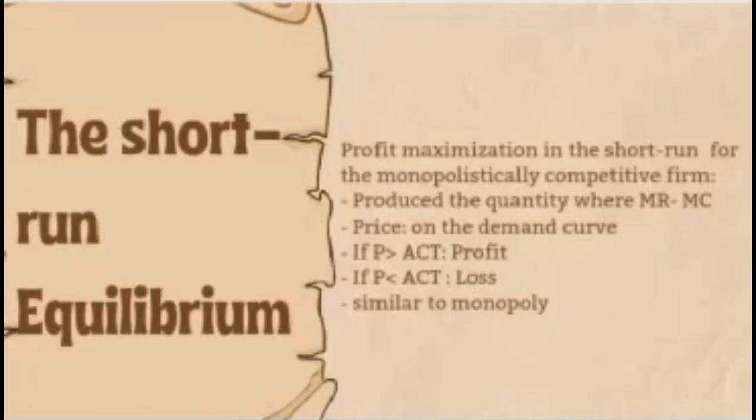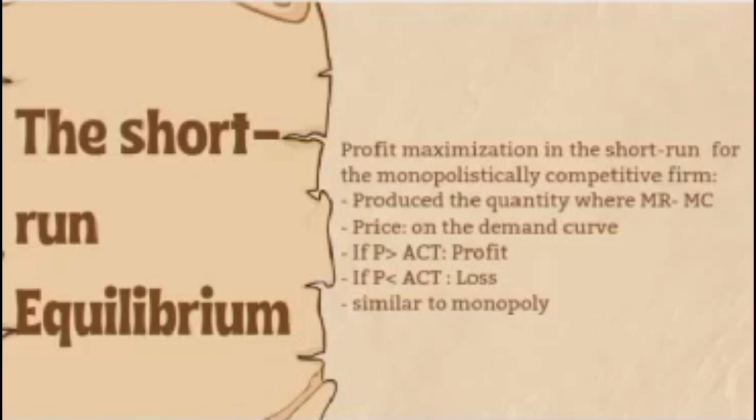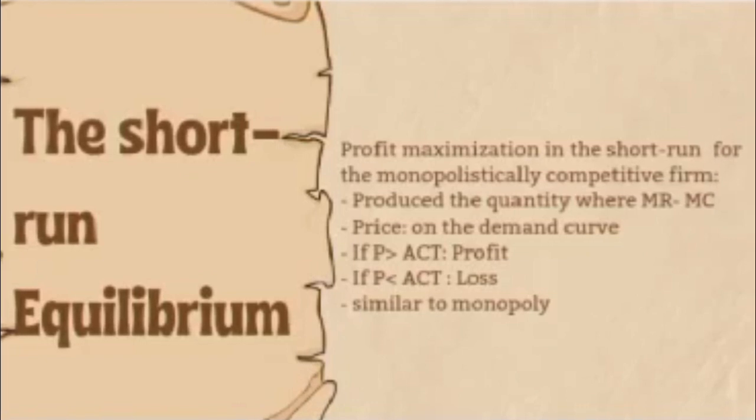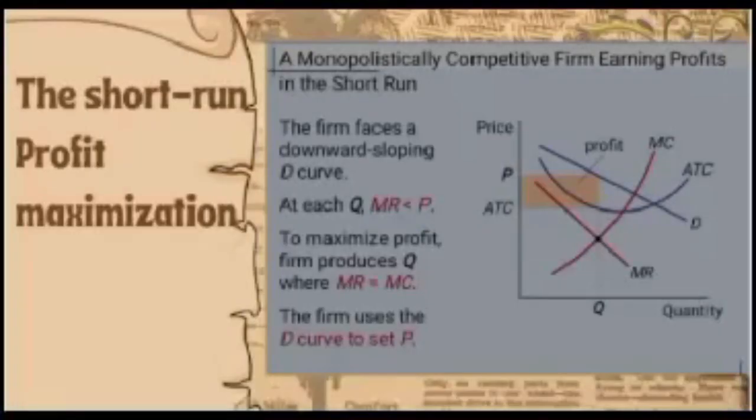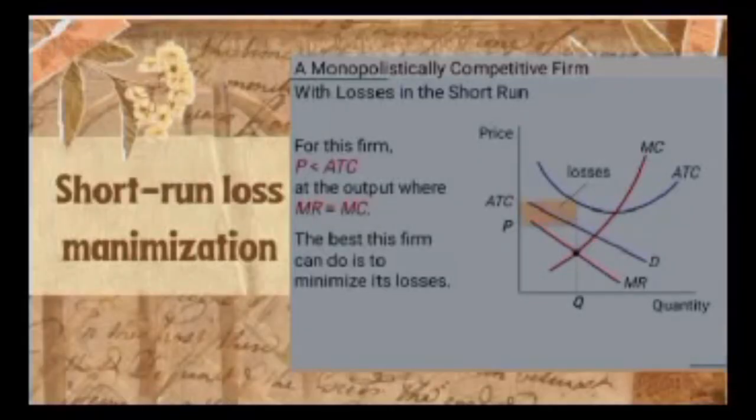The next one is short-run equilibrium profit maximization. In the short run, monopolistically competitive firms produce the quantity where MR equals MC, and then set the price on the demand curve. If P is greater than ATC, there is a profit. If P is less than ATC, there is a loss. It is similar to monopoly. This is an example of short-run profit maximization, and this one is an example of short-run loss.